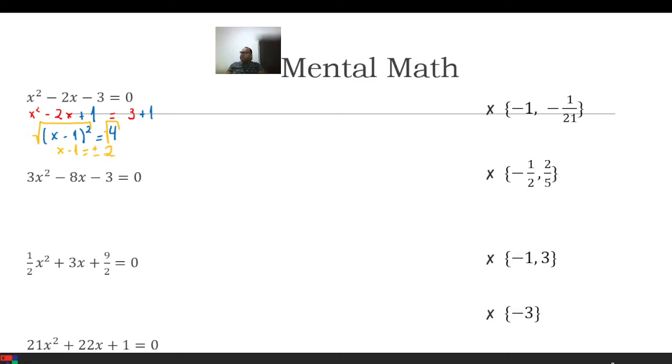I have two solutions. One is positive 2, the other one is negative 2. We move over here, we can find easily it is negative 1 and 3. Okay? We move here. Sorry, guys. Positive 2 plus 1 is 3. Negative 2 plus 1 is negative 1. That's right, the solution. Great.